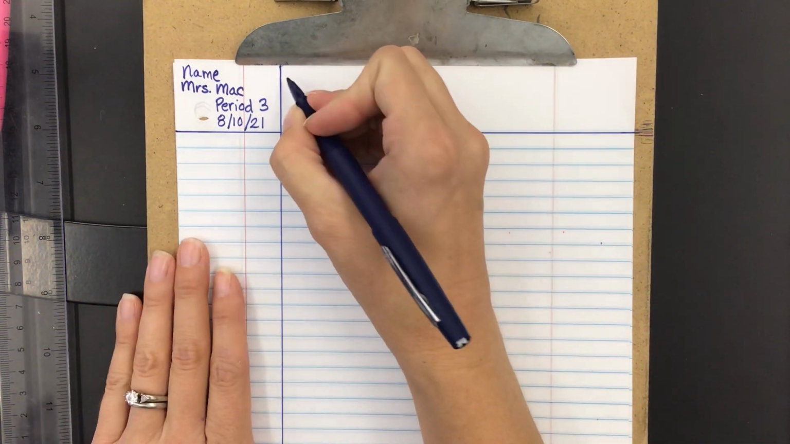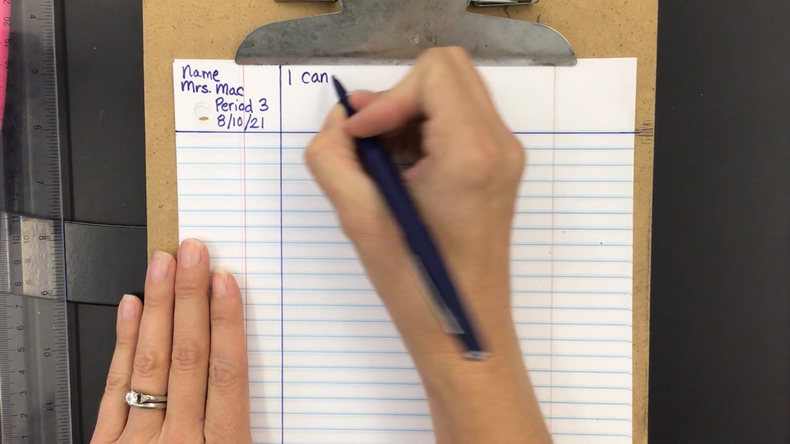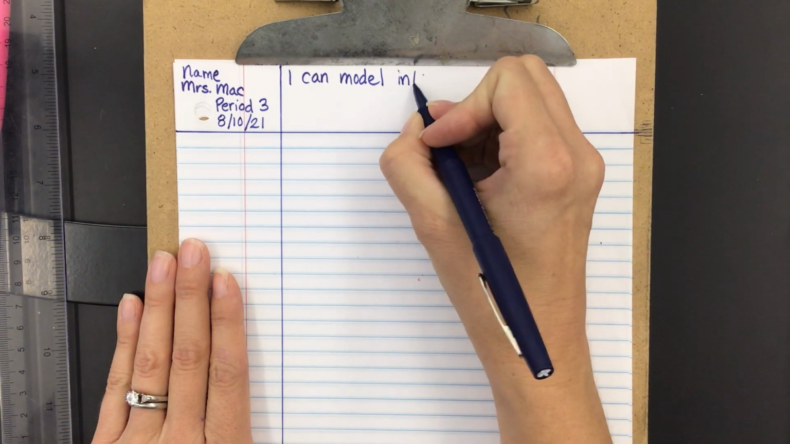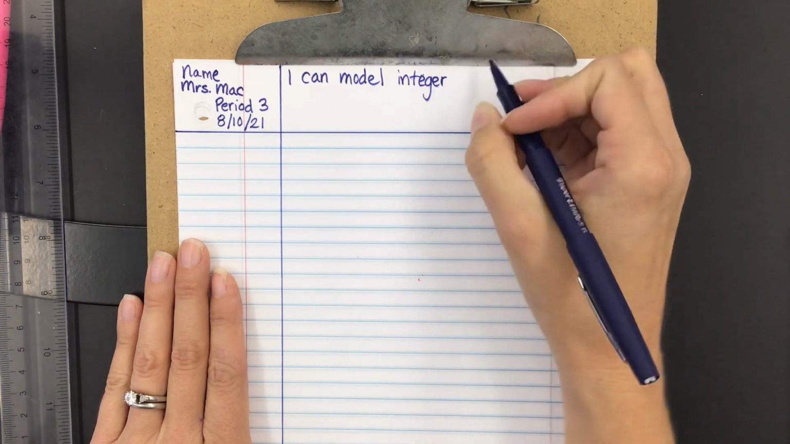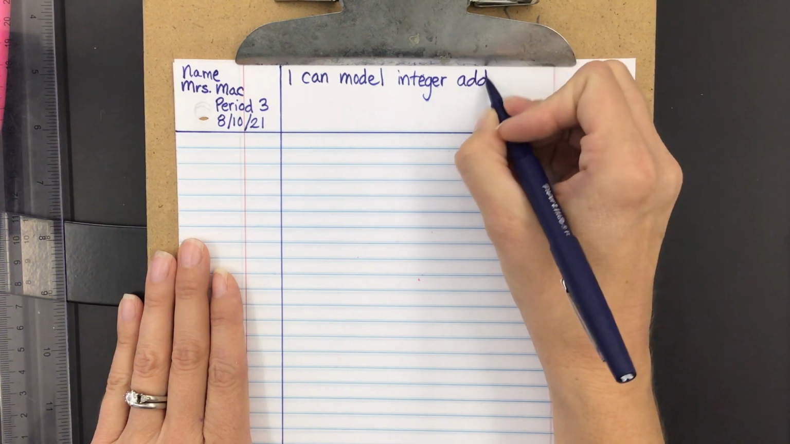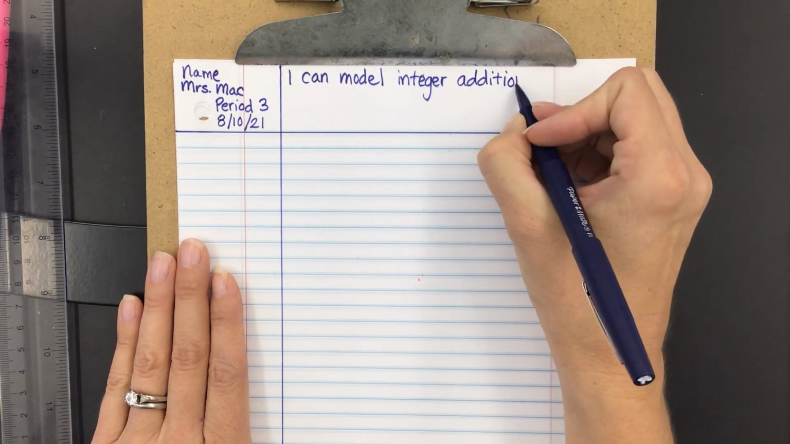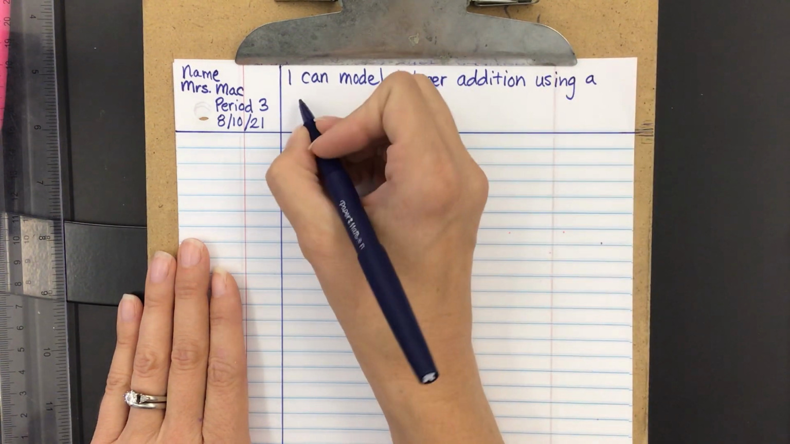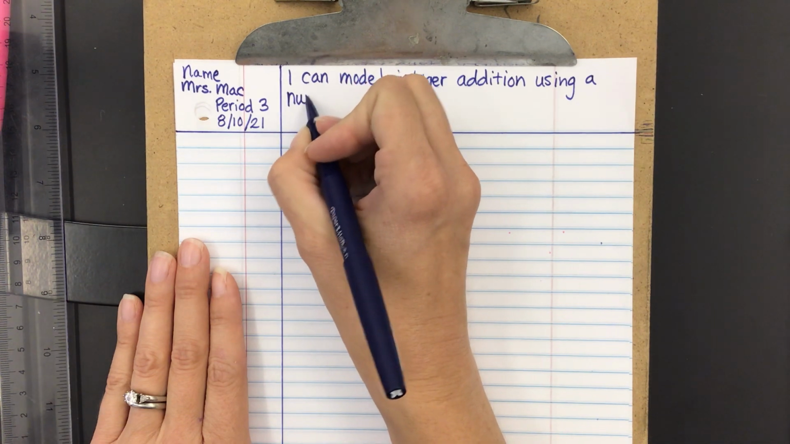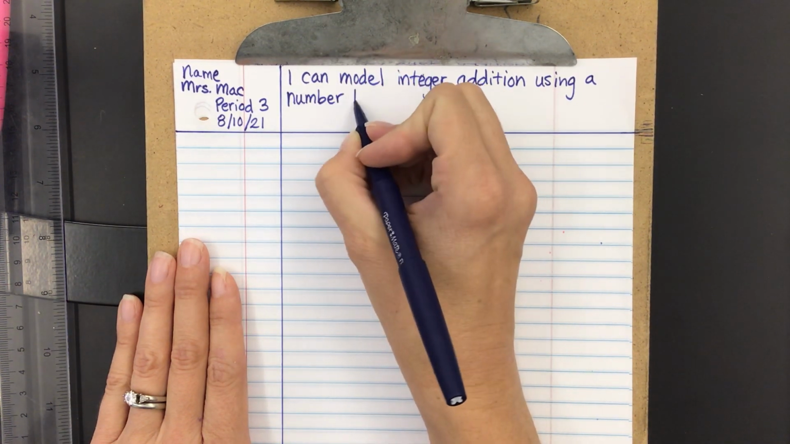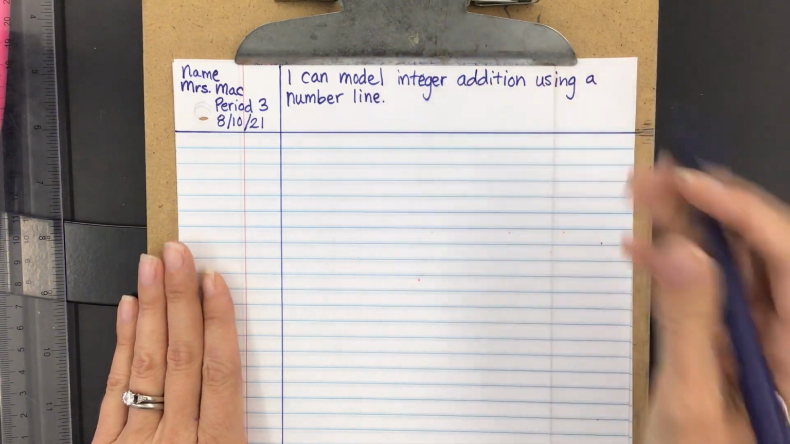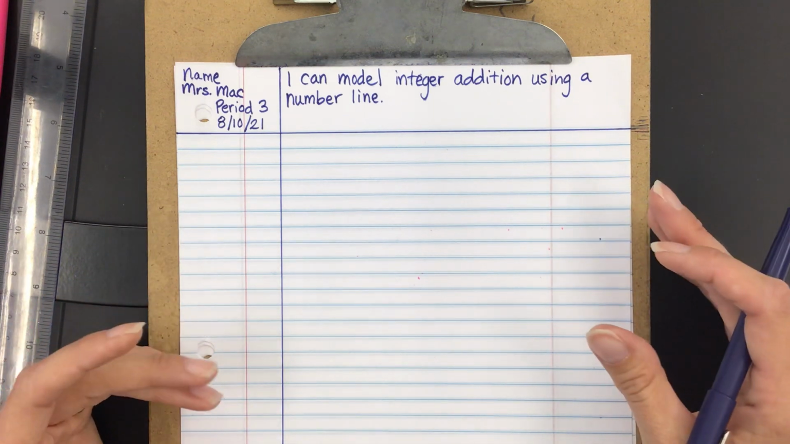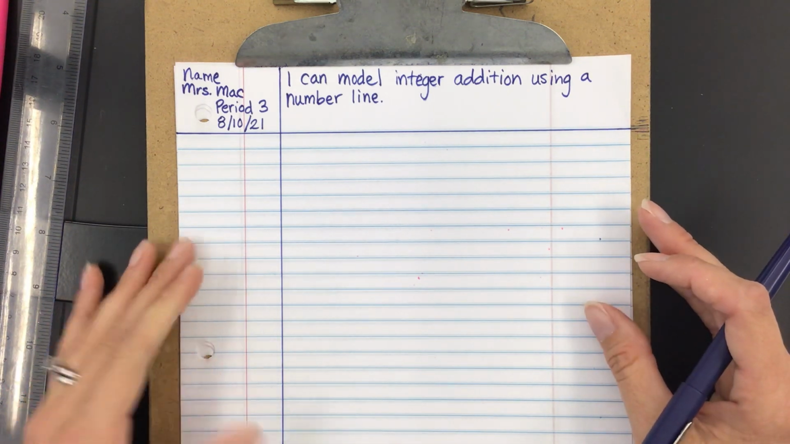But our learning target is I can model integer addition using a number line. You guys probably don't even need the number line, but it is the 7th grade standard that you know how to model this on a number line, so that's what we're going to do today. Okay.